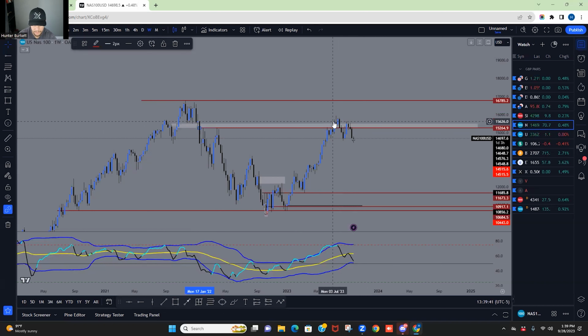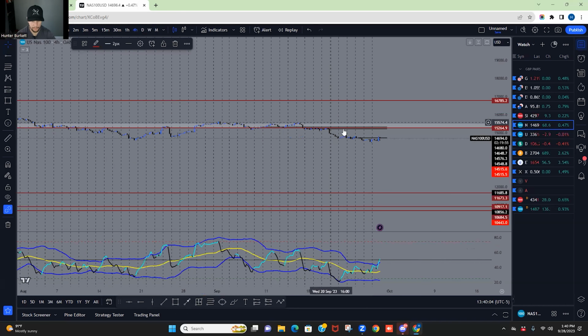You can see that we pinged into it. Okay. And then what happened? We started to pull back down. Okay. So now what I want to do is I want to break down to the 4 hour structured PD arrays. What would my market be chasing going back into internal? Okay. So we're on the weekly, we'll go down the 4 hour.